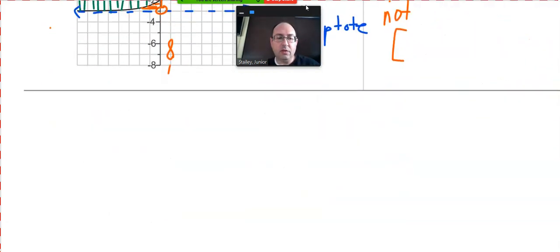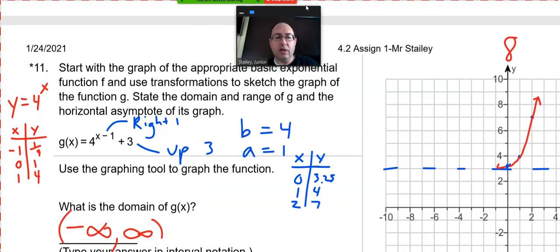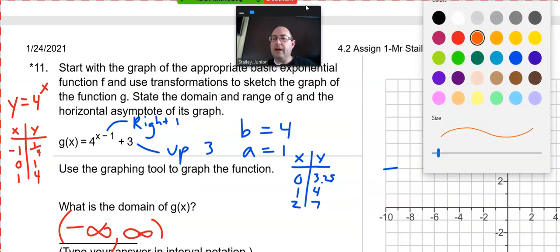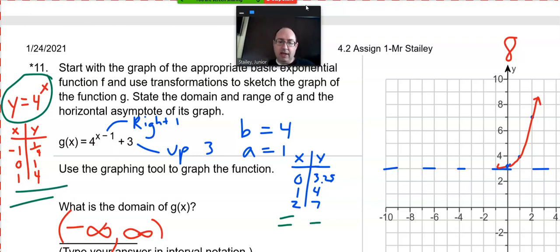All right. Next. Question 11. All right, so the graph has been moved right 1 and up 3. Now I want you to notice something here. On the left side, I plugged in some points to y equals 4 to the x. That's the original function. And then we moved right 1 and up 3. So I moved all of my x's right 1, just by adding 1. And then I added 3 to all my y's.